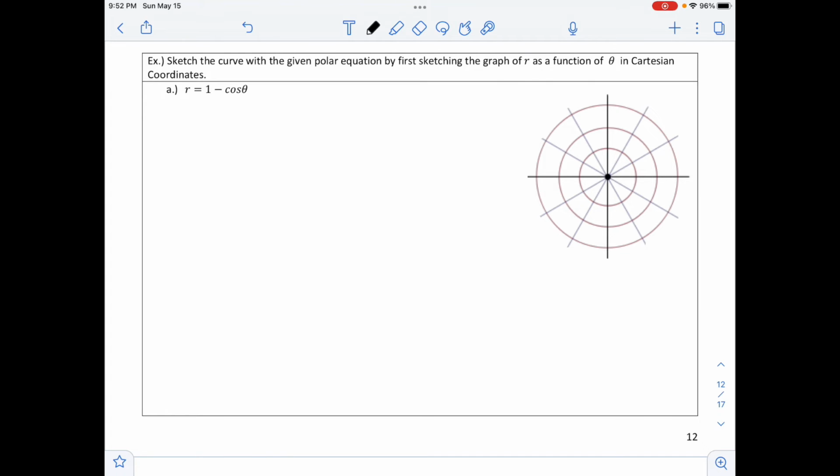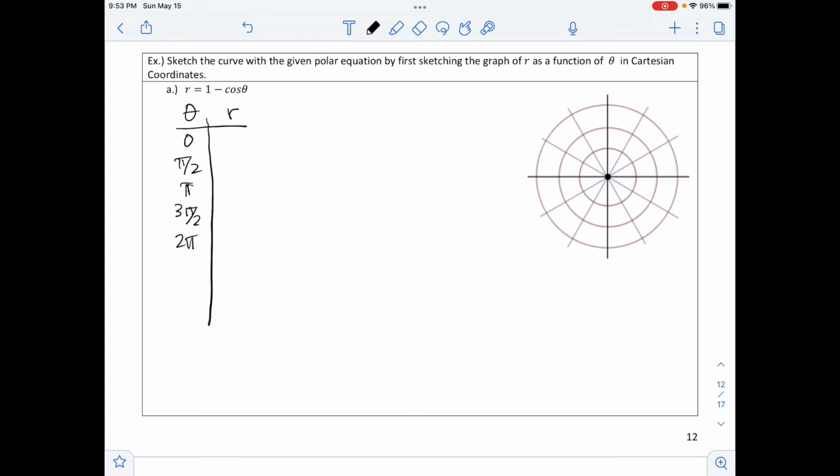And so in order to do this, I'm going to create a table of values with theta and with r. And so I'm going to select some values of theta. So I'm going to say theta can be 0. I'm going to go ahead and use pi over 2, pi, 3 pi over 2, and 2 pi.